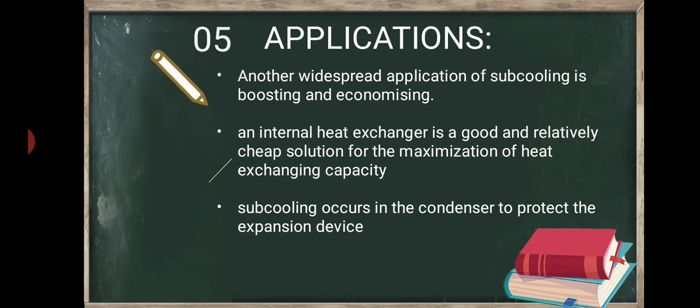And the application: why are we doing this subcooling? To boost and economize the refrigeration effect. An internal heat exchanger is a good and relatively cheap solution for the maximization of the heat exchanging capacity. So subcooling occurs in the condenser to protect the expansion valve device. So we can also clearly understand why subcooling is used. This is a very small topic, and you can understand why we are using this subcooling technique.